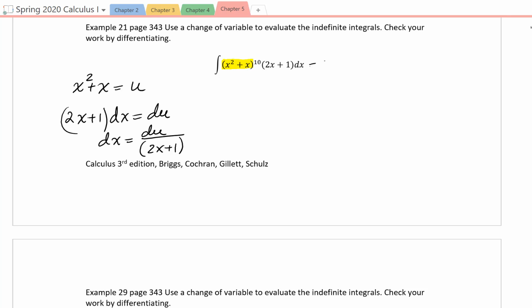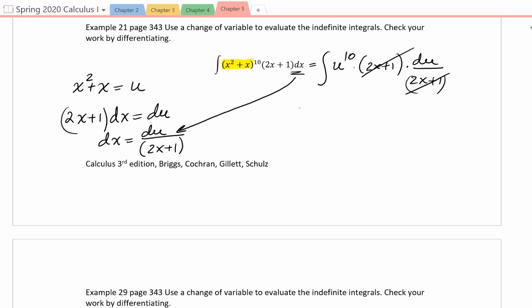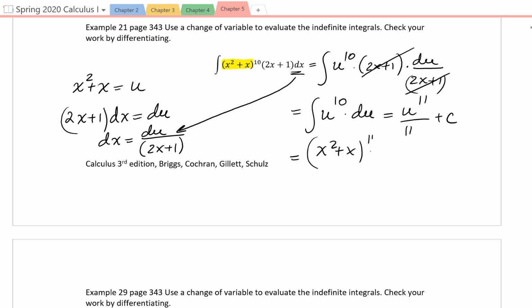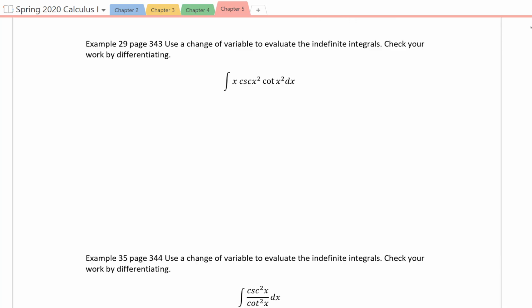So now let's plug in integral of u to the 10 times 2x plus 1 times, and instead of dx, we put du over 2x plus 1. So dx is this one. Now you see how 2x plus 1 cancels? They must, because you have to get everything in terms of the same variable. So u to the 11 over 11 plus c. u was x squared plus x, so it's x squared plus x to the 11 over 11, plus c, final answer.